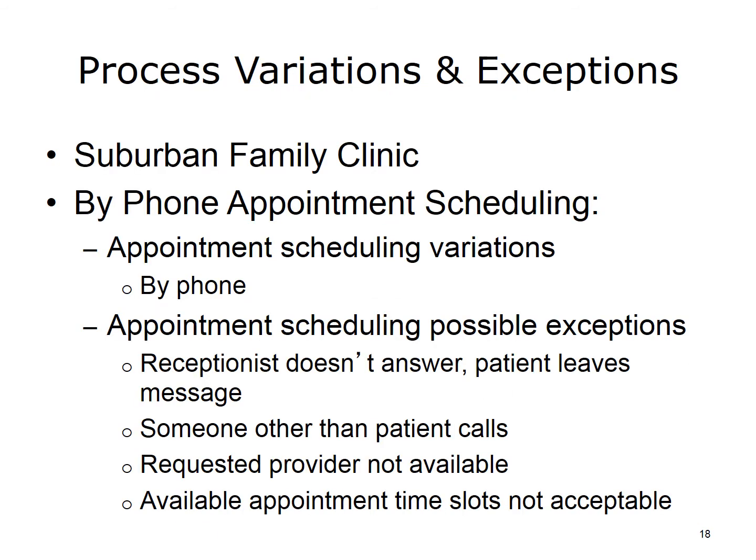In the scenario, the appointment scheduling variation used by the clinic appears to be by phone scheduling. In your interactions with the clinic, the critical thing to discern is: is this the only variation used by the clinic? And what other variations occur? Importantly, process variations are processes used by the clinic. Process exceptions are errors or common odd things that occur during the process.